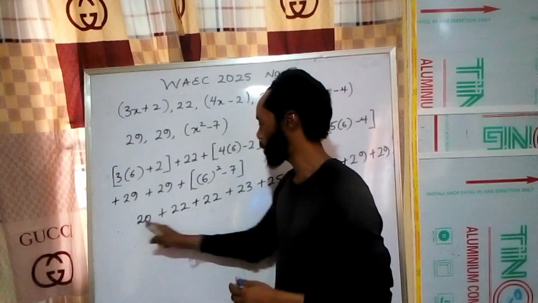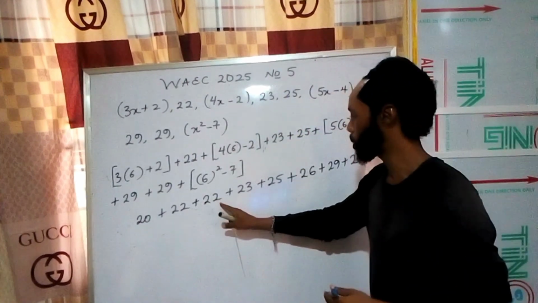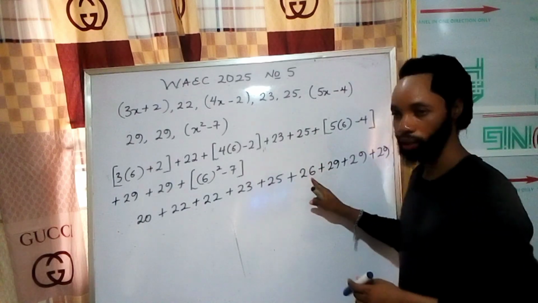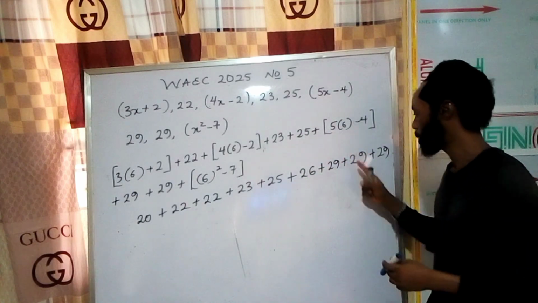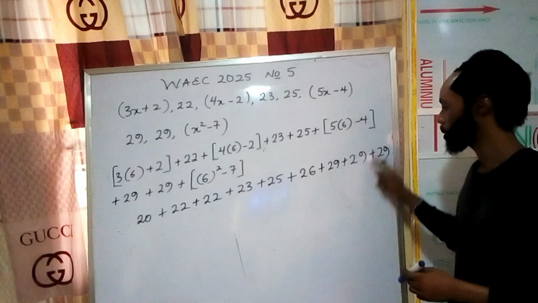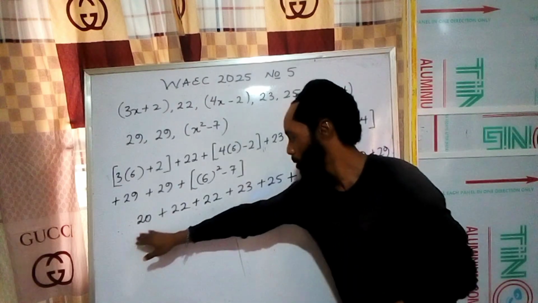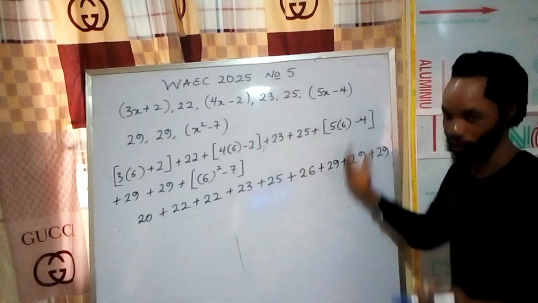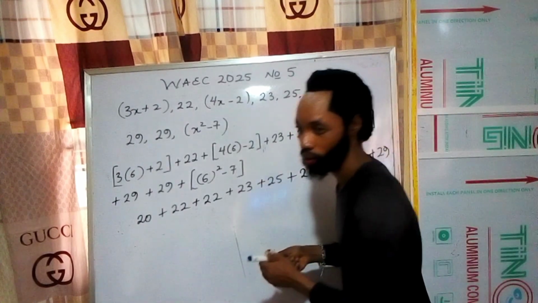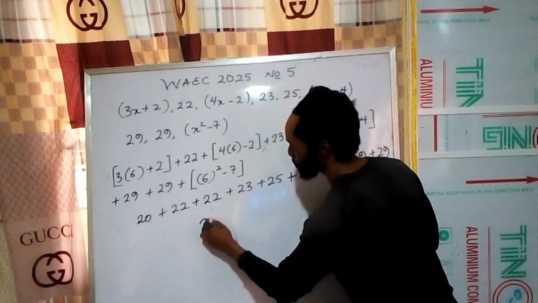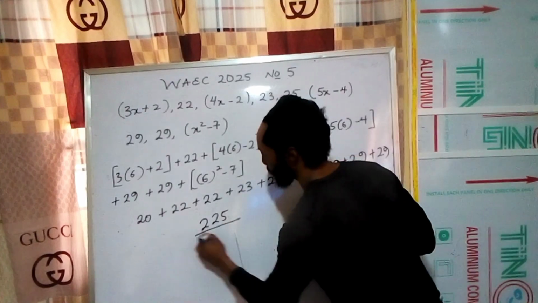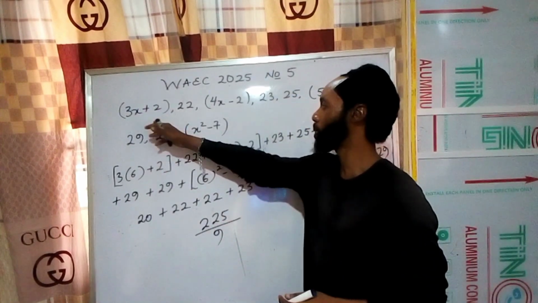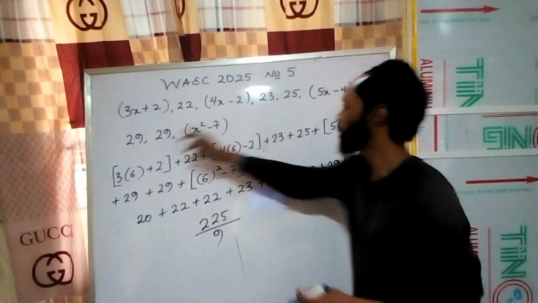Let's see. 20 plus 22 plus 22 plus 23 plus 25 plus 26 plus 29 plus 29 plus 29. You can see it is in ascending order, so the question was actually correct. That gives 225, all divided by 9, because there are 9 entries: 1, 2, 3, 4, 5, 6, 7, 8, 9.